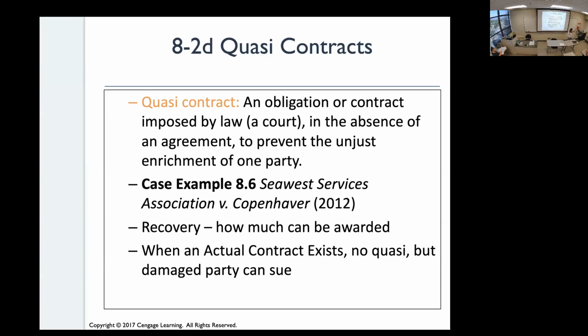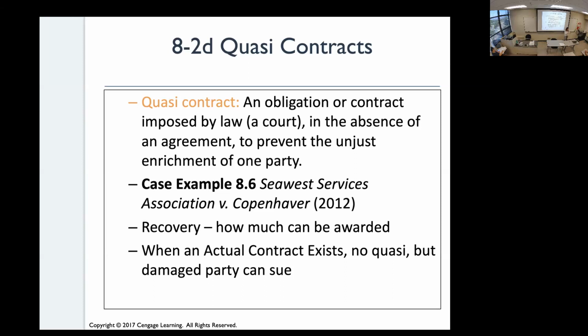The example in the textbook was Seawest versus Copenhagen. Seawest was a water company, like we have Santa Clara Water. I don't know what water company we use here in San Mateo, but a utility company essentially. And there was this homeowner, Copenhagen, who does not live in the incorporated area where the water is distributed. It's unincorporated, not in the limits where they supply water. But this person still receives water from the water company and pays the bill for years.